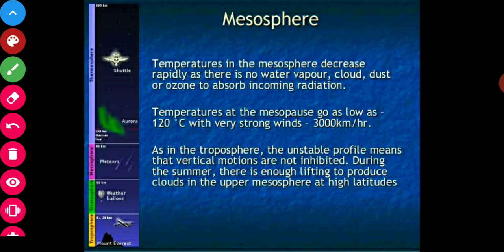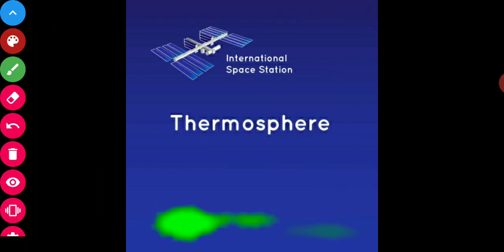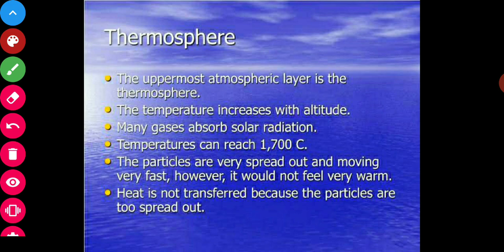The layer next to mesosphere is thermosphere. This thermosphere extends from 80 kilometers to about 400 kilometers above the mean sea level. It is the uppermost atmospheric layer, and the temperature in this sphere increases with altitude. Many gases present in this thermosphere absorb solar radiations, and the temperature of the thermosphere can reach up to 1700 degrees Celsius.